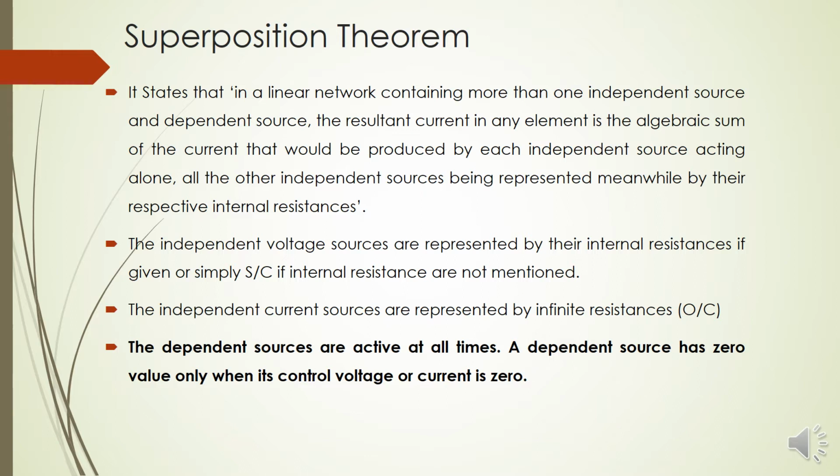The independent voltage sources are represented by their internal resistance if given, or simply a short circuit if internal resistances are not mentioned. The independent current sources are represented by infinite resistance, that is, an open circuit. The dependent sources are active at all times. A dependent source has zero value only when its controlling voltage or current is zero.